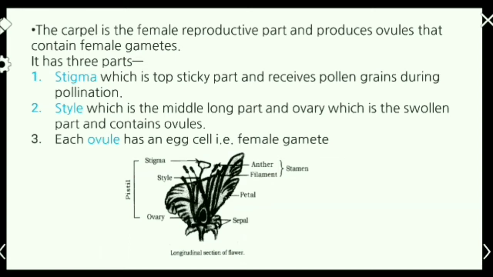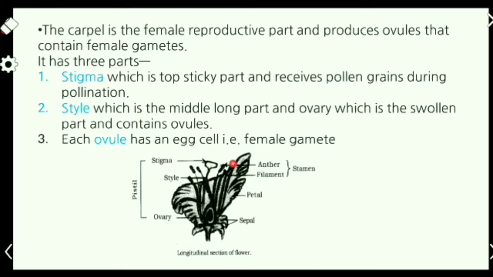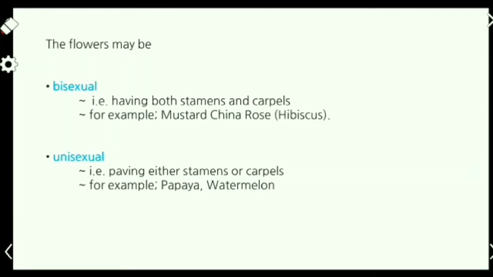Coming to the carpel. The carpel is the female reproductive part and produces ovules that contain the female gametes. This carpel has three parts: stigma, style, and ovary. The stigma is the top sticky part, and this receives pollen grains during pollination. The style is the middle long part, and the ovary is the swollen part that contains ovules. Each ovule has an egg cell called the female gamete. This is all about the parts of a flower.